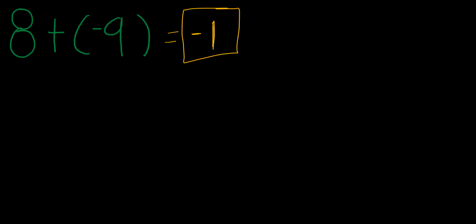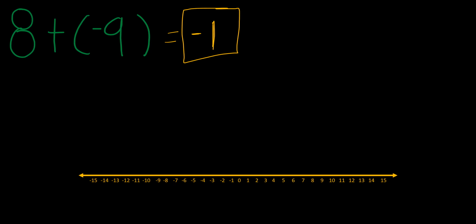Another way we can conceptualize this is with a number line. Let's say we are at +8, right over here, and we're going to add -9. So therefore, we're going to subtract 9. So we go 1, 2, 3, 4, 5, 6, 7, 8, 9. We end up at -1.